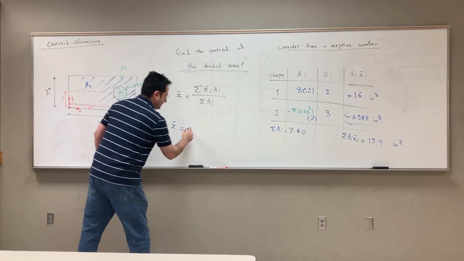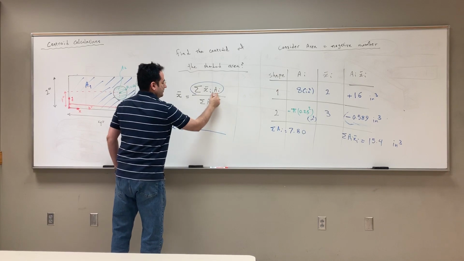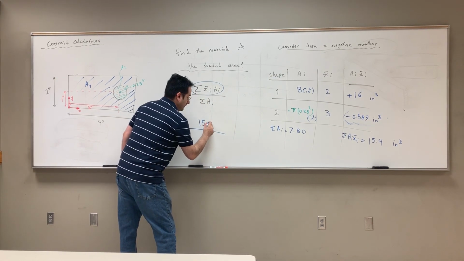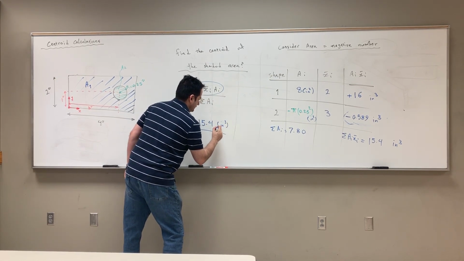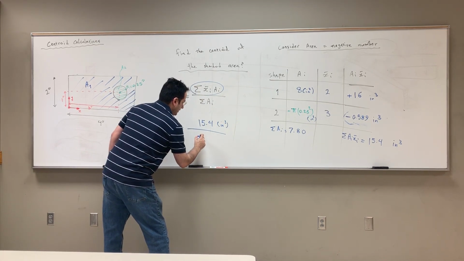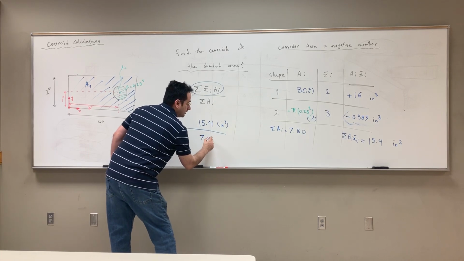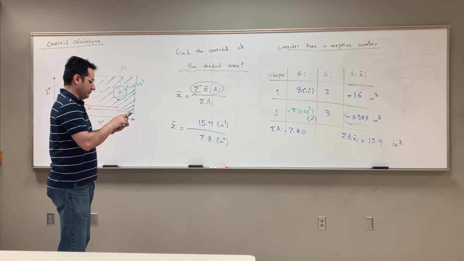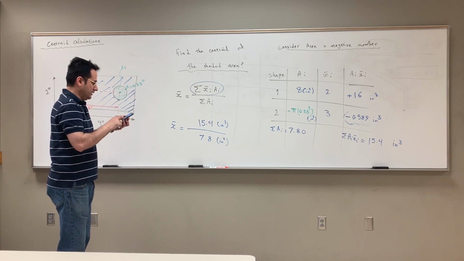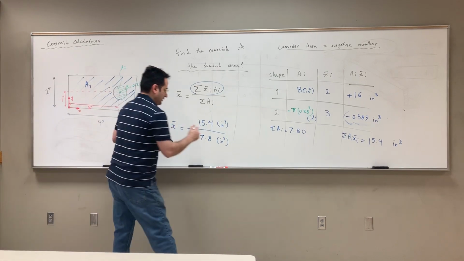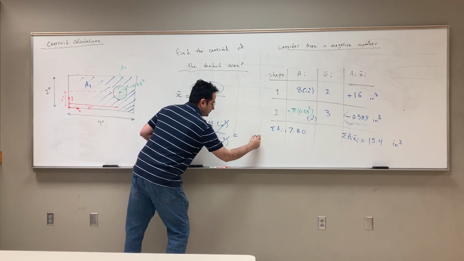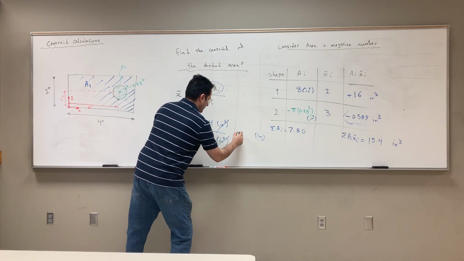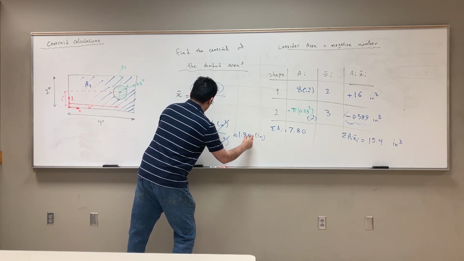Now I'm ready to plug it into the formula. So x bar is the sum of x bar i times A i, which is this number, 15.4 inches cubed, divided by this number, 7.8 inches squared. Let's do the division: 15.4 divided by 7.8. The units cancel out so you get inches. And the number is 1.98.